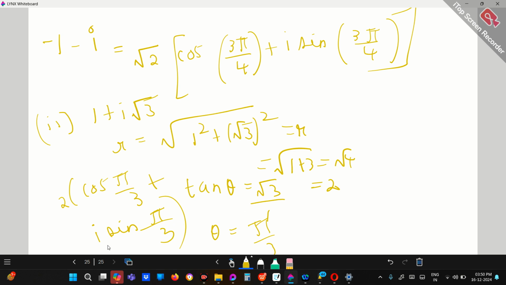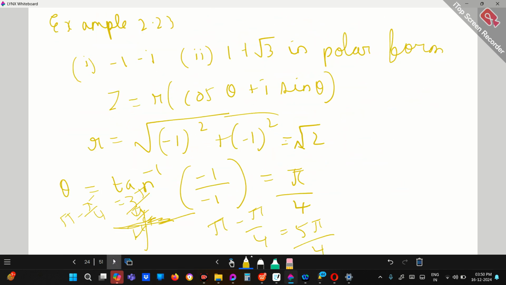I hope these two examples are understood by you. The second question is example 2.24. Let me take some pages so that I can teach you in a very slow and cool way. Next, example 2.24. Just add 2 pi to both.